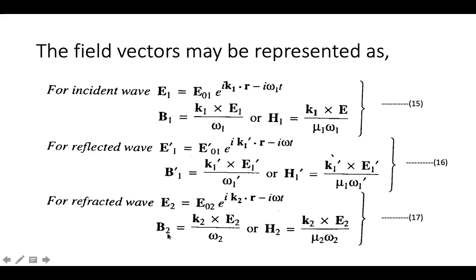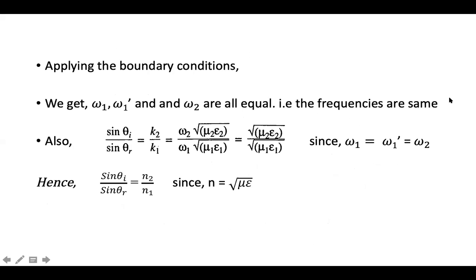And then we have this B2 value. So B1, B1 prime, B2. Everything is the same. Just the components are changing with respect to the medium and also with reference to what kind of wave we have. Is it incident, reflected, or refracted? So we will apply boundary conditions to this.